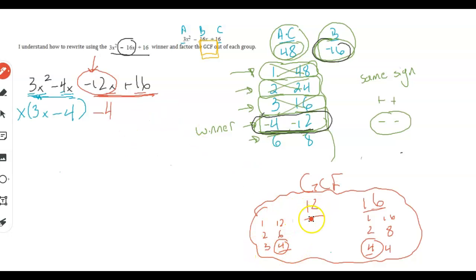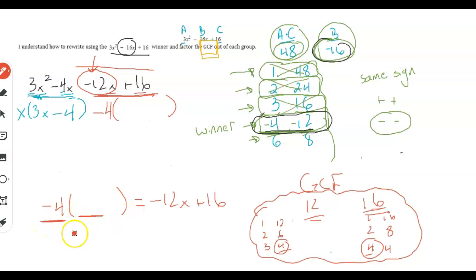Now that I know that it's a 4 that goes into 12 and into 16, I'm going to do that reverse distributive property again. So in my head, what I'm thinking is, negative 4 times whatever I put inside those parentheses had better equal what was up here. It better equal negative 12x plus 16. So I'm thinking, I've got this on the outside. What would I put here if these were supposed to multiply together and give me this? That's what I'm trying to figure out in my head.